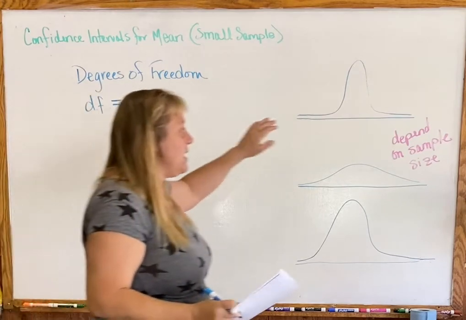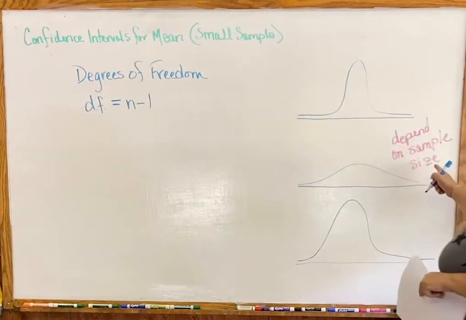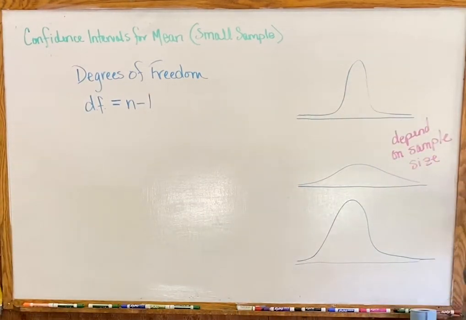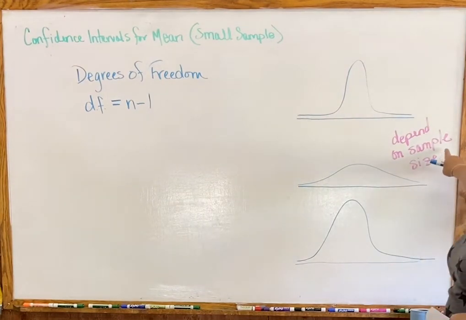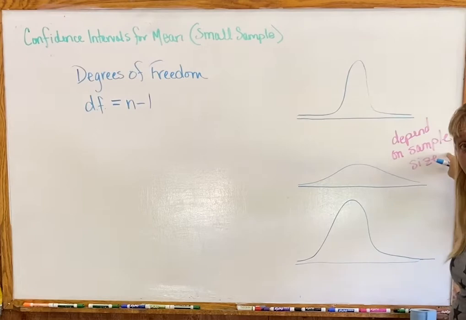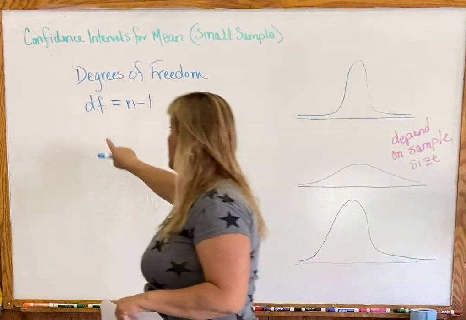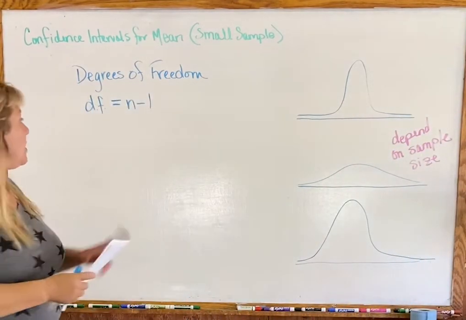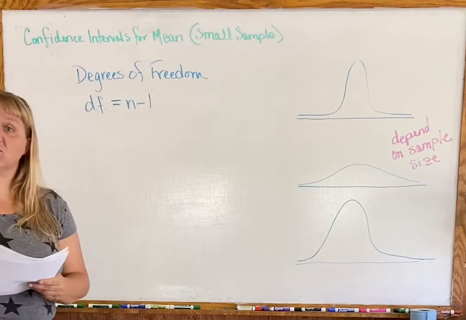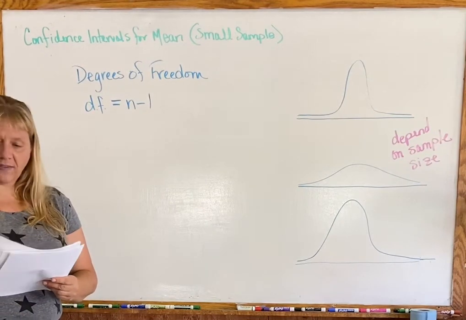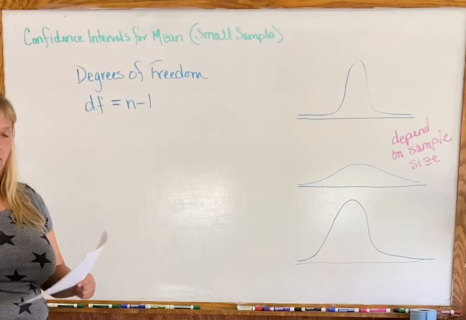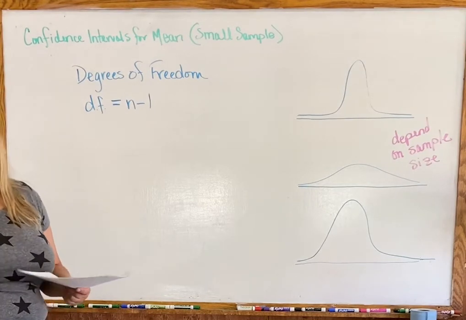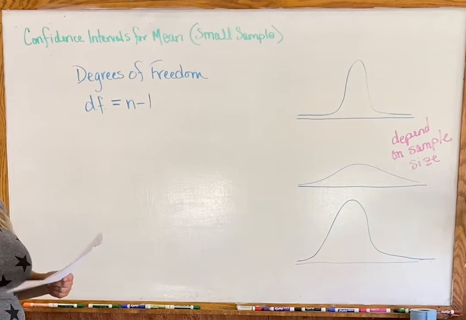So when we say that these graphs depend on sample size, they do. But actually when we do these problems, we are not going to use the sample size. We're going to use the degrees of freedom, which is just taking our sample size and subtracting 1. Okay, so get that in the old brain: degrees of freedom is n minus 1. Boom.